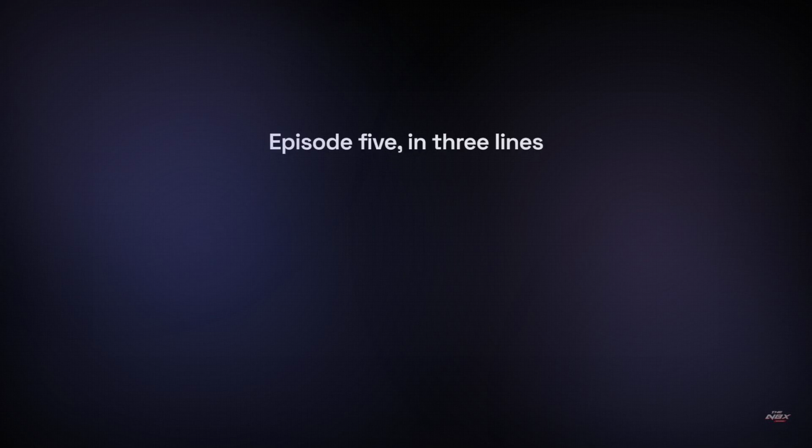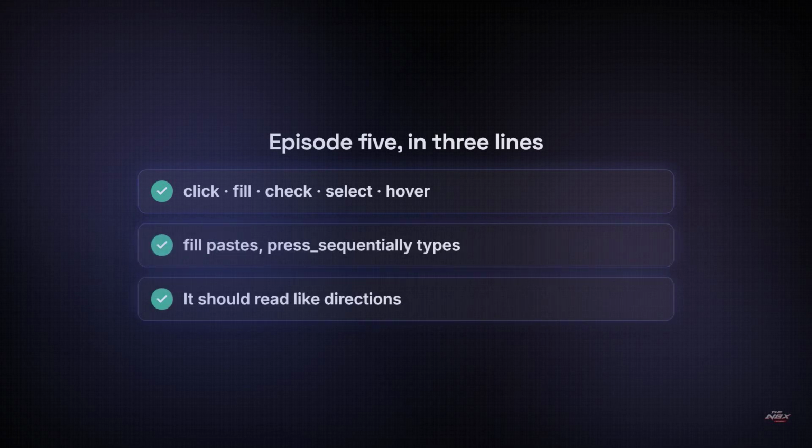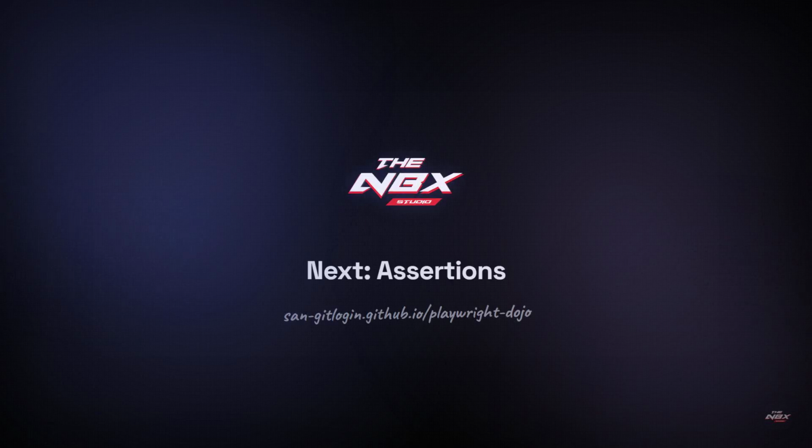Episode 5 in 3 lines. 5 actions cover almost everything you do. Fill is a paste, press sequentially is a human. And good Playwright code reads like stage directions. Next time the critic arrives, assertions and how you check the show actually went the way it should.